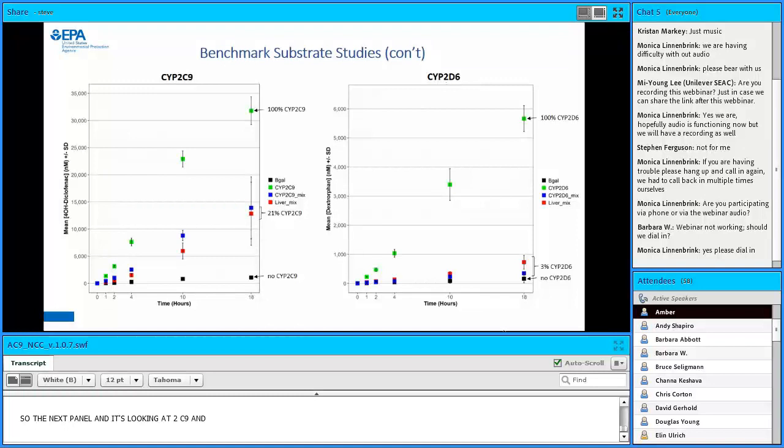and again we get pretty linear formation of that metabolite over time. You can see the two dots in the middle, where the mixes are comprised of 21% CYP2C9. And then on the left is 2D6, and we're looking at the formation of dextrorphan, which is the metabolite of dextromethorphan. Again, we get linear formation of the metabolite over time. Here you can see a really pronounced drop-off with the mixes, but that's because 2D6 only comprises 3% of the liver, so there's not a lot of 2D6 in those mixes.